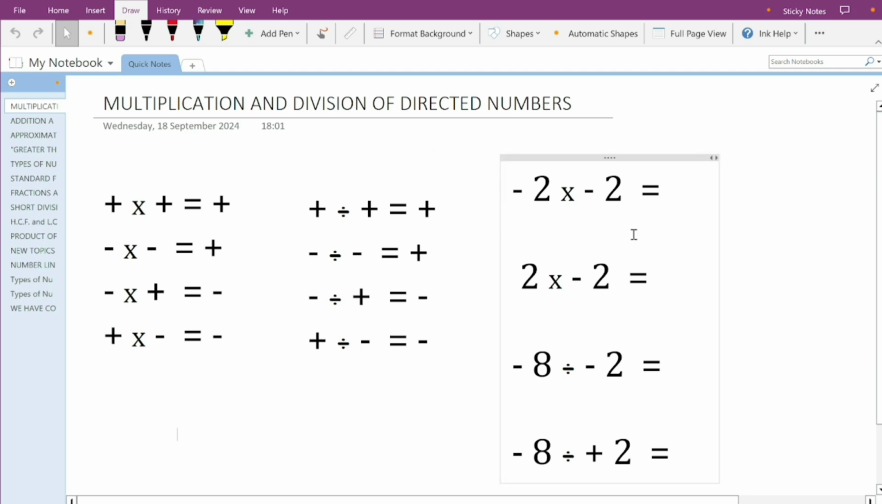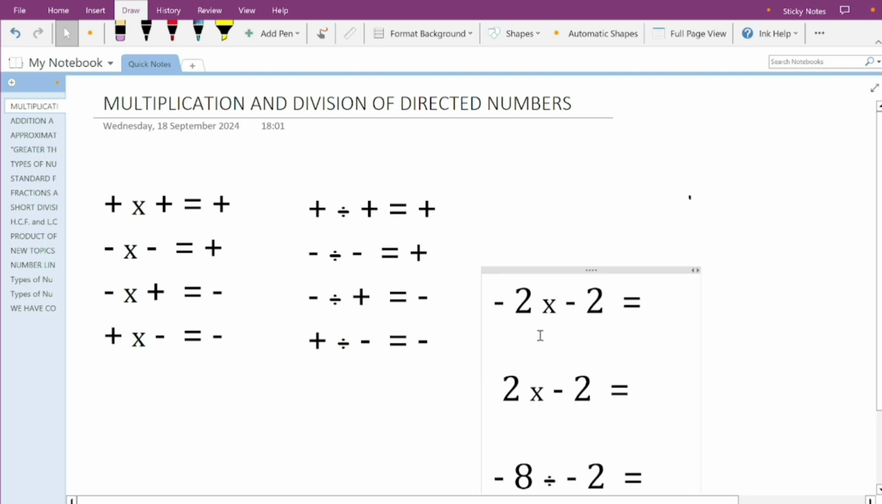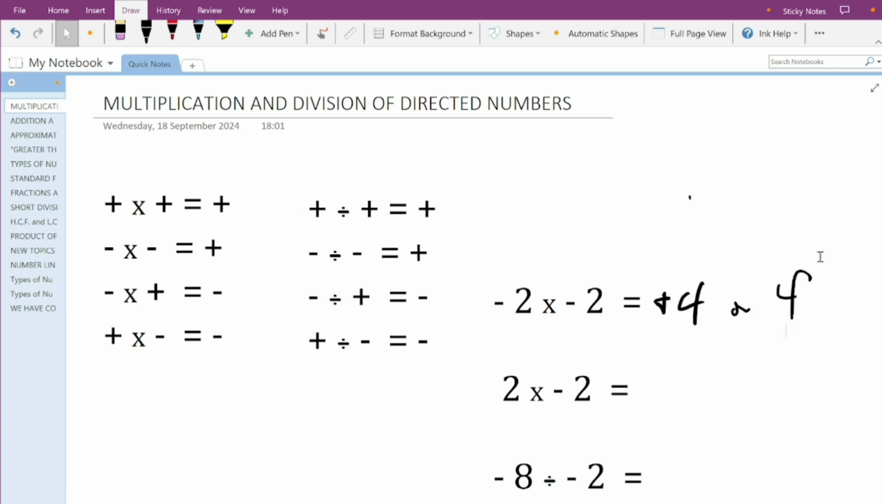So we start. For this question, we are going for the signs first. So we go negative times negative, or minus times minus. We're going for the signs first. Two same signs multiplying themselves, the outcome is always positive. So we have it as plus. Then 2 times 2 is 4. So you can either write plus 4 or 4.